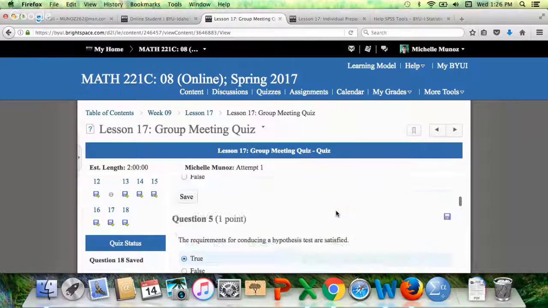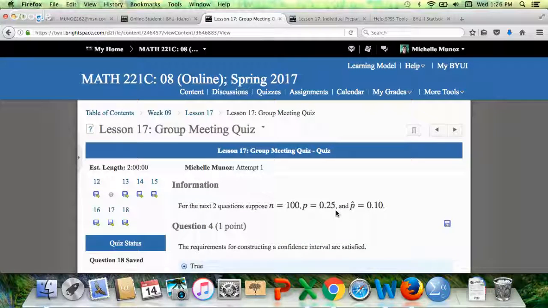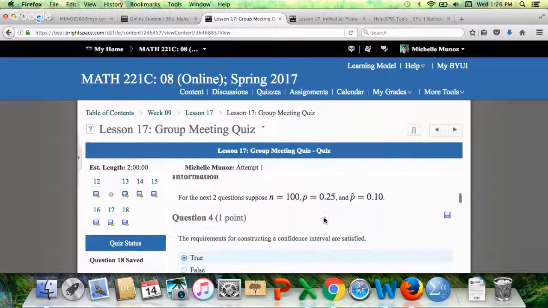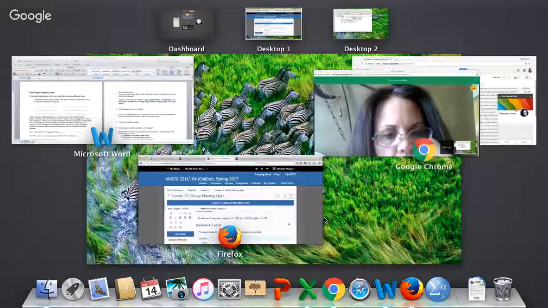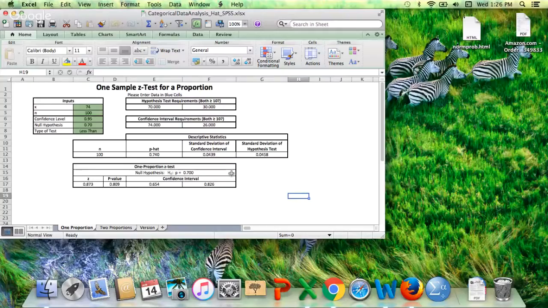Okay, I'm back. Sorry. All right. Let's start with number 4 again and make sure we have all those right. I'll work my way through it so I know what I'm putting in is correct. Okay, number 4. N is equal to 100. P is equal to 0.25 and P with the hat over the value.